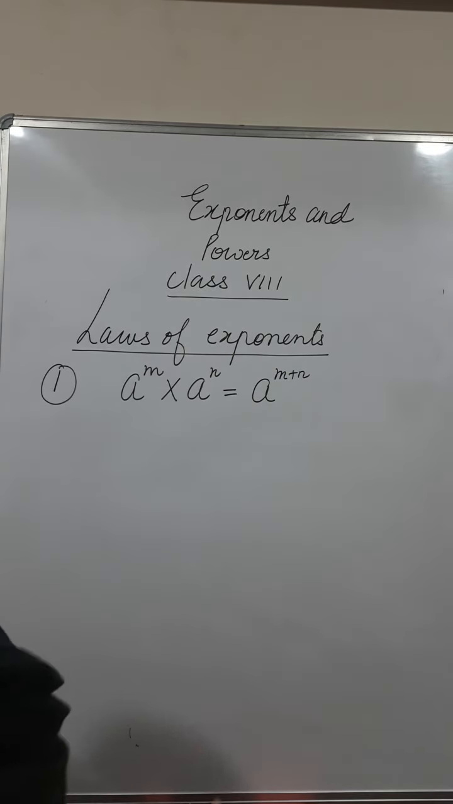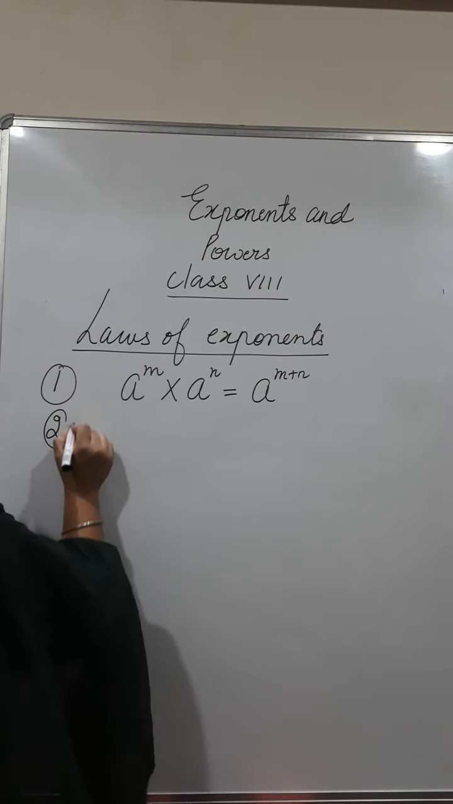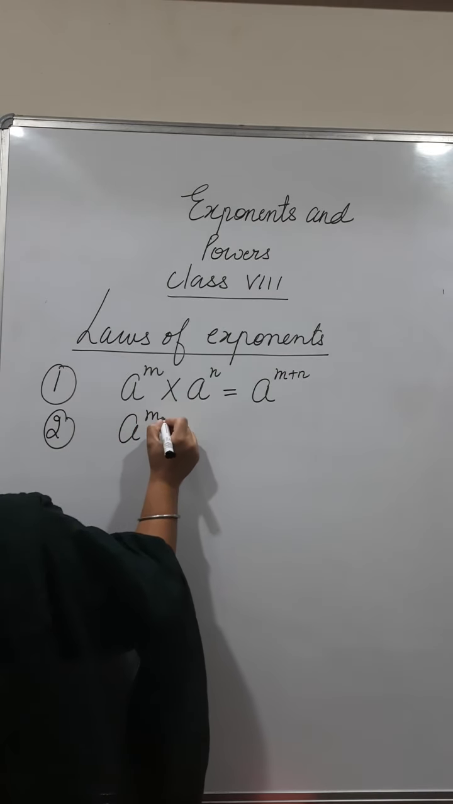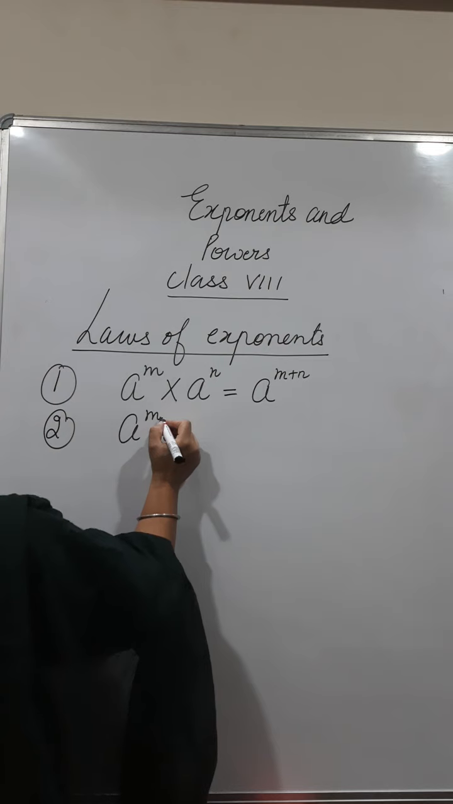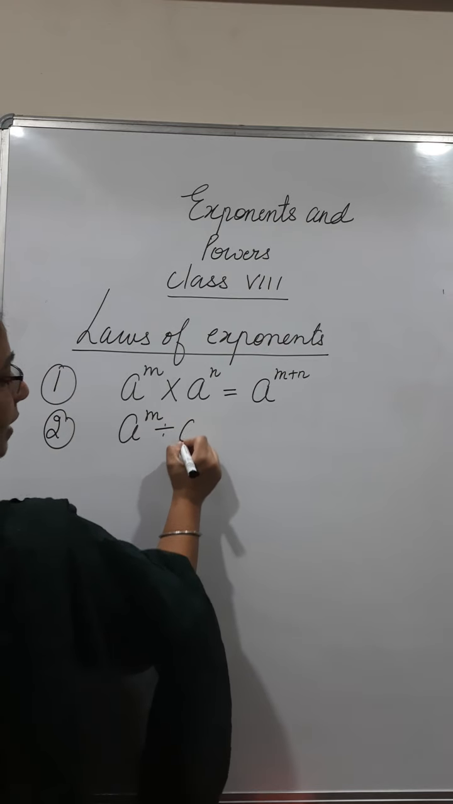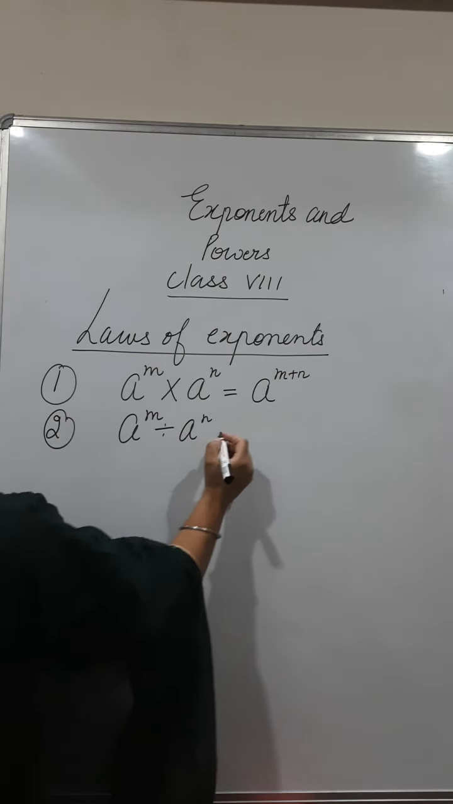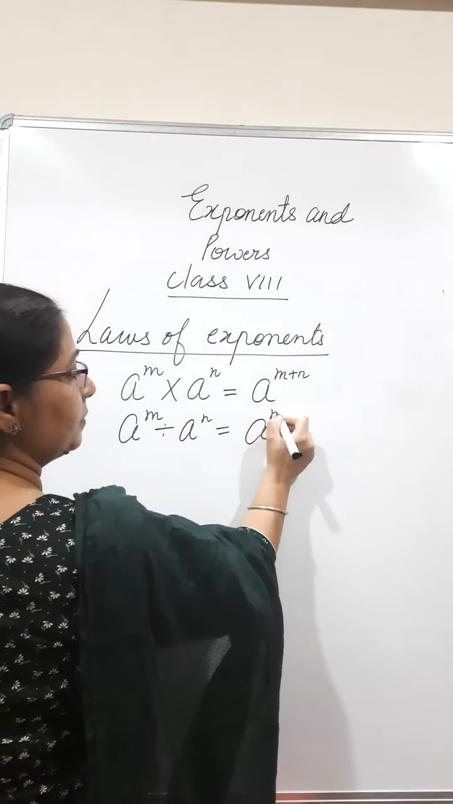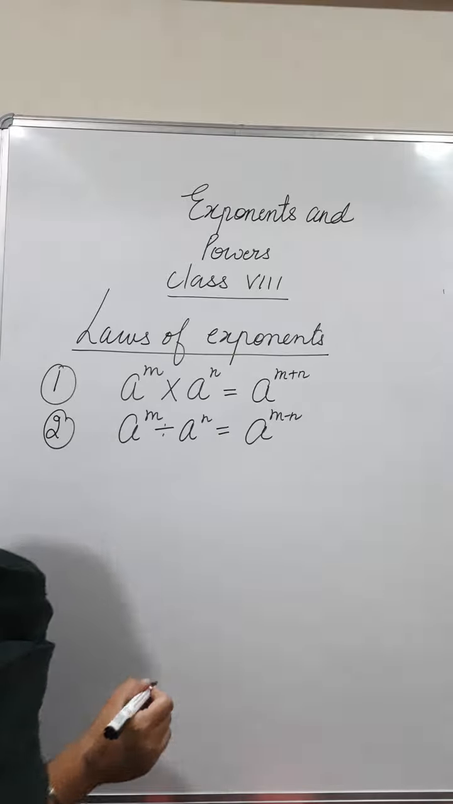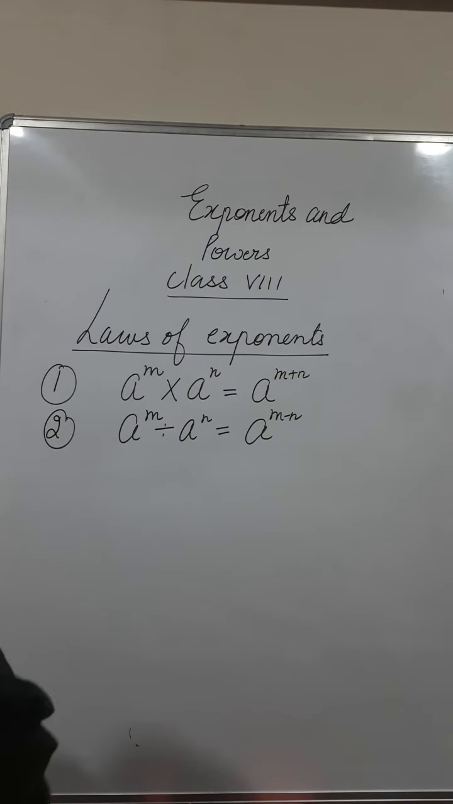So I add the two powers, and I can add only when the bases are the same. Similarly, the second law says that if I have got a number, base a with the power m, and it is being divided by another number a with the power n, what happens in this case? The powers get subtracted. It becomes a power m minus n.